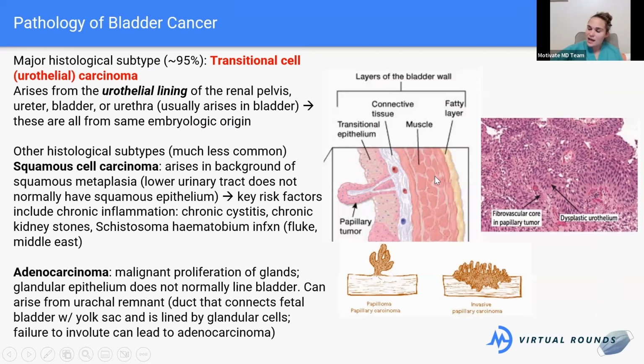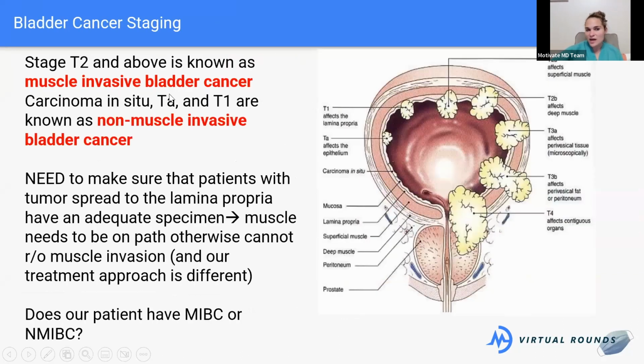And it's important to get a good specimen on pathology and on biopsy because you want to make sure that you see muscle on whatever sample you have, because you need to know: has the tumor spread into the muscle or not? Because if it has, that changes the treatment, okay? The treatment is a little bit different depending on whether or not it has invaded into the muscle. That's why we divide bladder cancer into muscle invasive and non-muscle invasive. And again, the treatment for both is a little bit different.